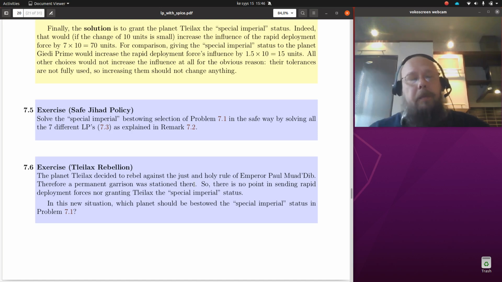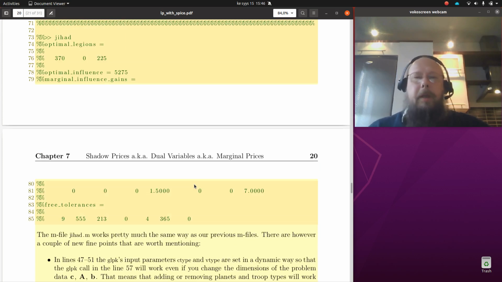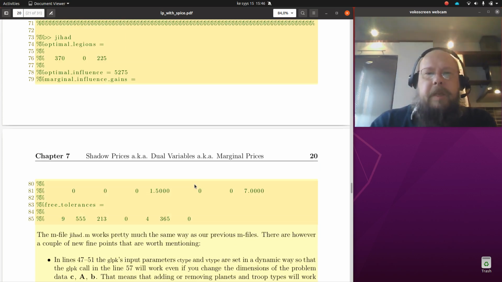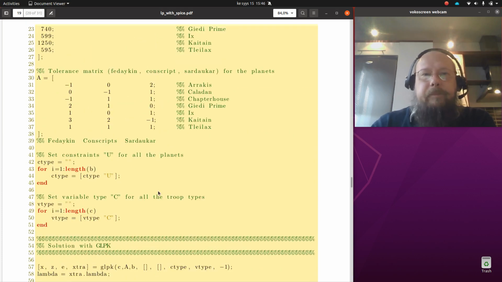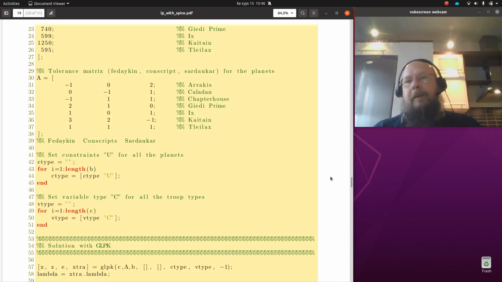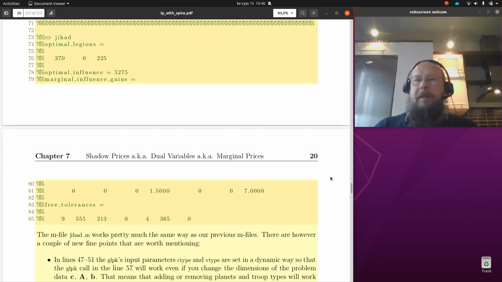And maybe I will say a small point here. Now you might think that okay, this last one is out of the question, so obviously the next one that gives us the most influence on the margin is this 1.5, that is Giedi Prime, and you might think that then you set it there, and yeah, is it so? Is it this simple?